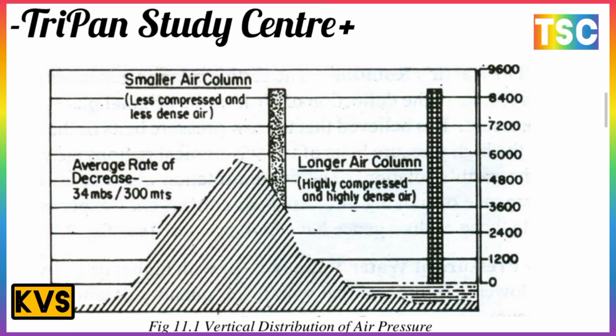Here is the diagram showing the vertical distribution of air pressure. You can see a small air column with less compressed, less dense air, and a longer air column, with pressure decreasing by 34 mb per 300 meters. The highly compressed air is high density air.